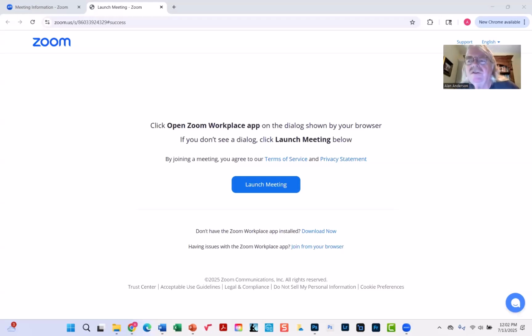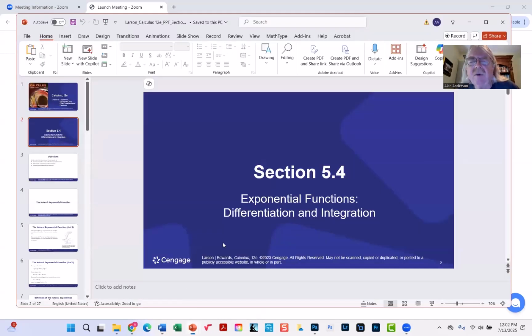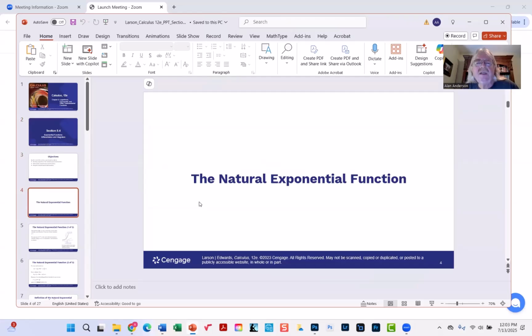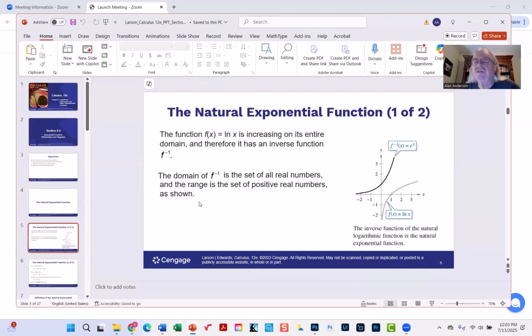Going to continue with chapter 5. Today, we're going to be looking at section 5.4, where we're going to reintroduce exponential and logarithmic functions, and we're going to see how to not only take derivatives of them, but also how to take integrals. Okay, so start out by reminding ourselves of the properties of the exponential functions.